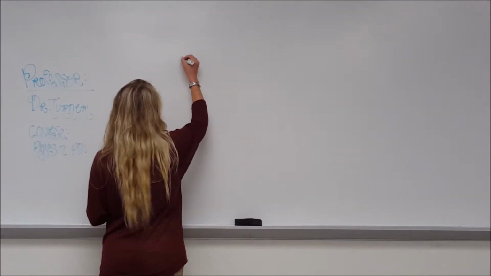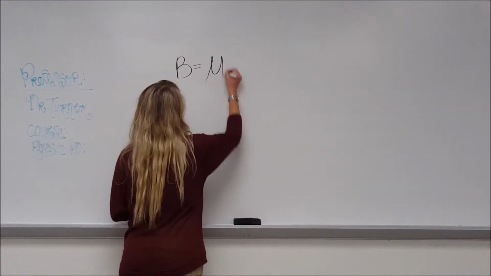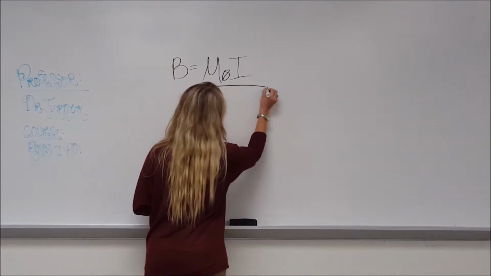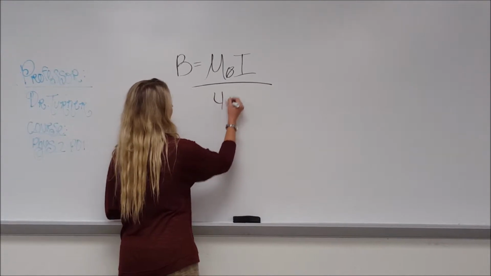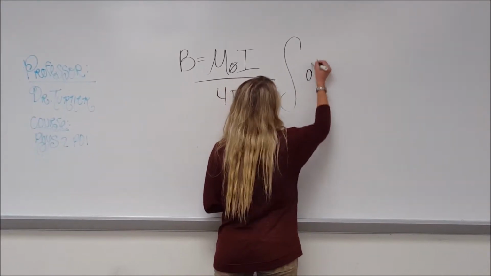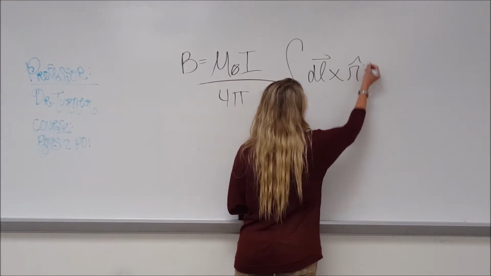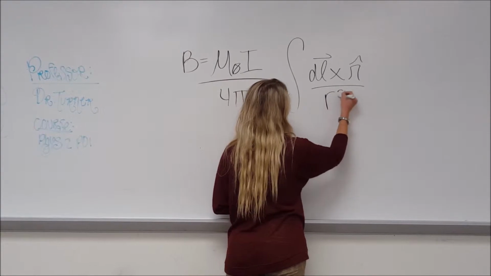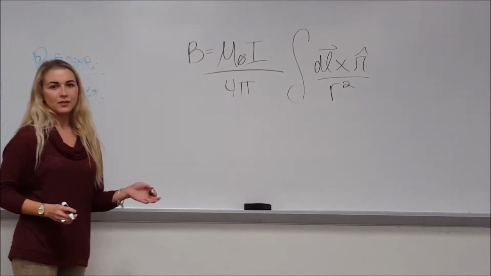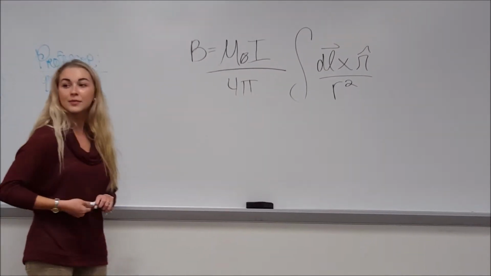The Biot-Savart law states that your magnetic field is equal to your mu naught value times your current, all divided by 4 pi, times the integral of dl cross your unit vector r, all over r squared. So today we're going to be giving an example on how this can be manipulated to fit your specific problem.